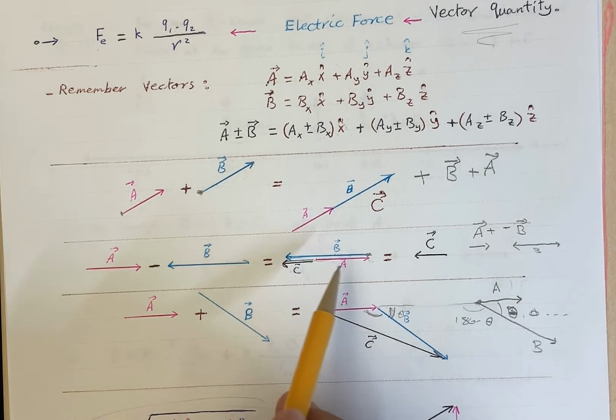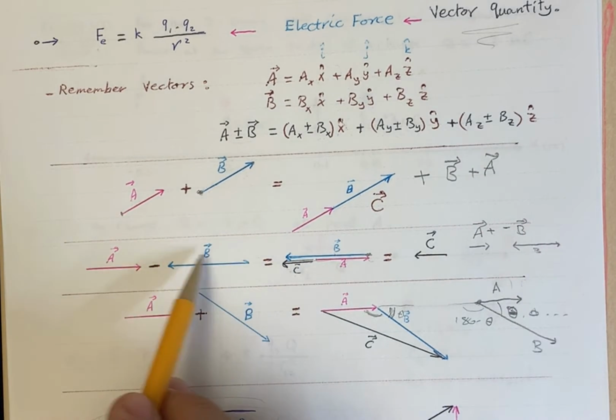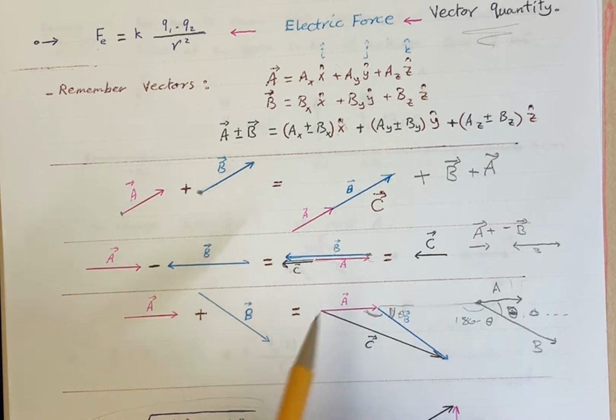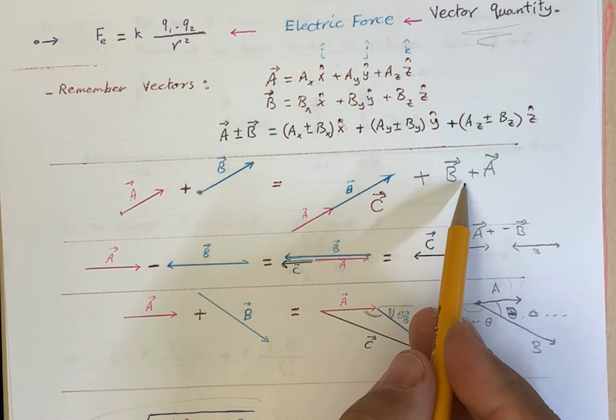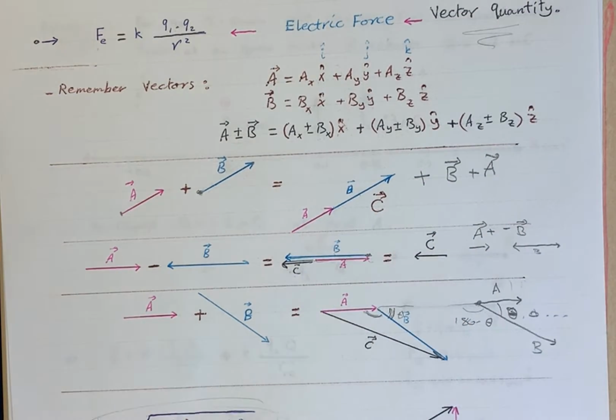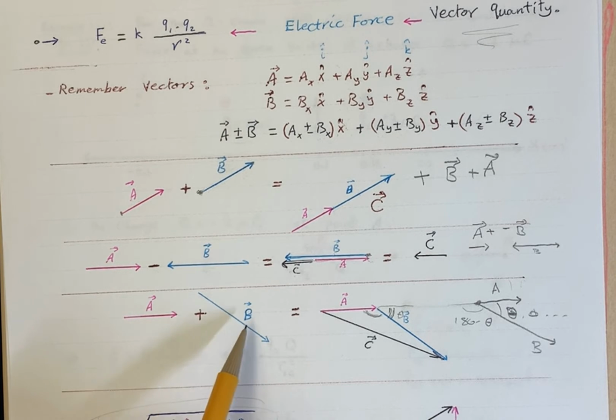And in this case, if we need to find A minus B, it will be negative B minus A. It is the opposite. We cannot say it's the same as the addition. What if they have an angle between them, A and B? They are not in the same direction.